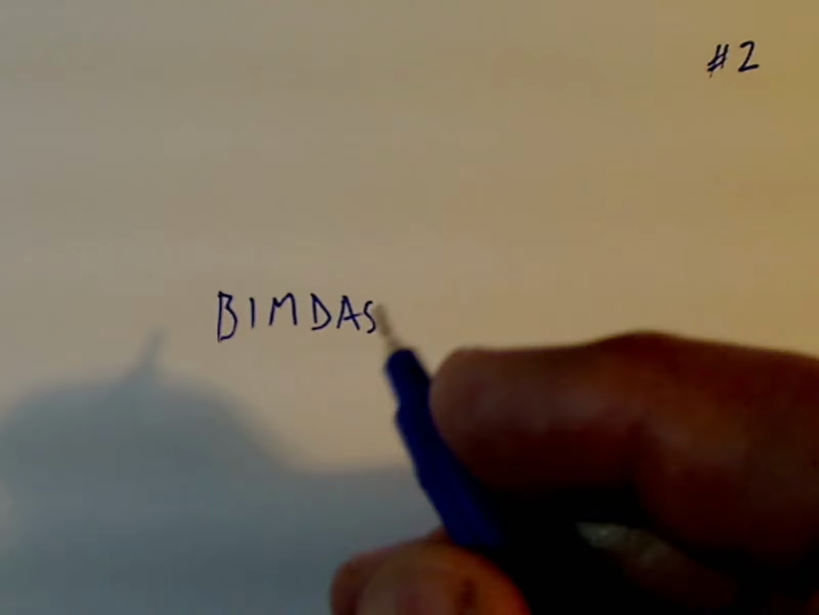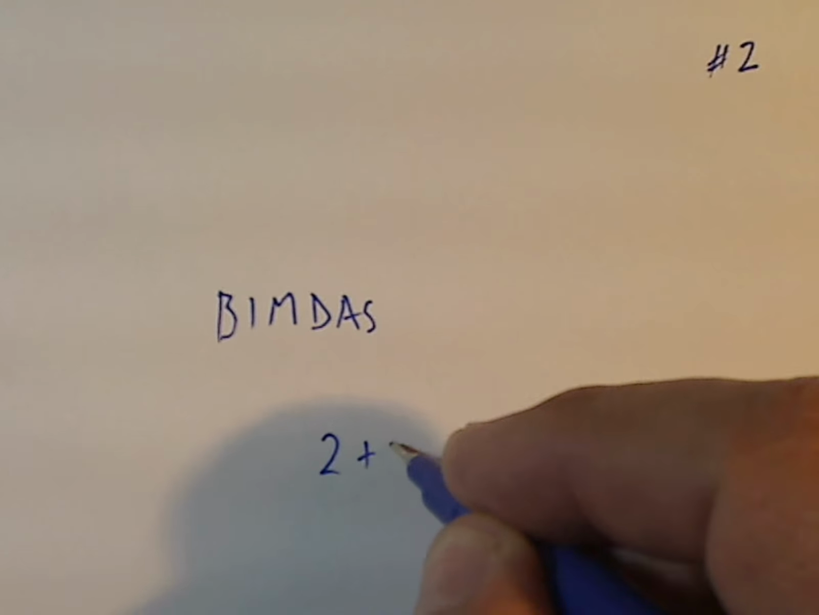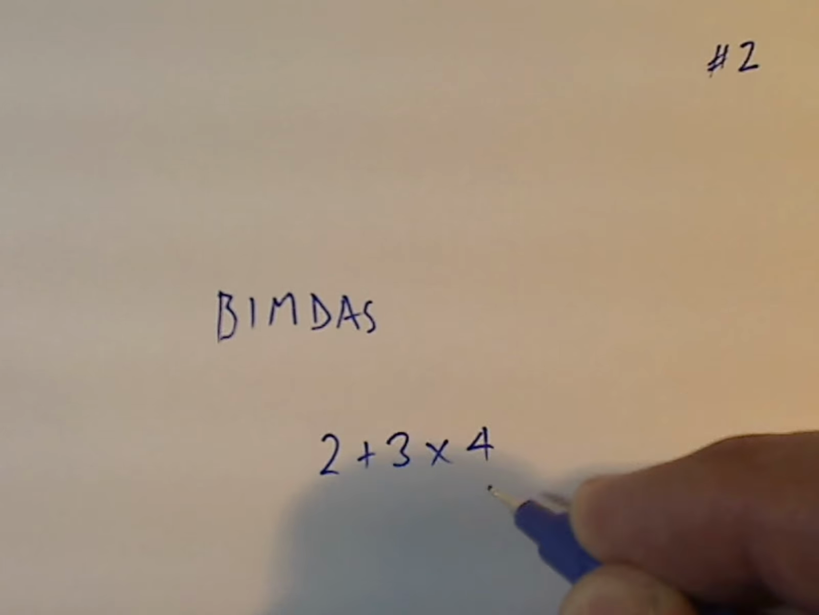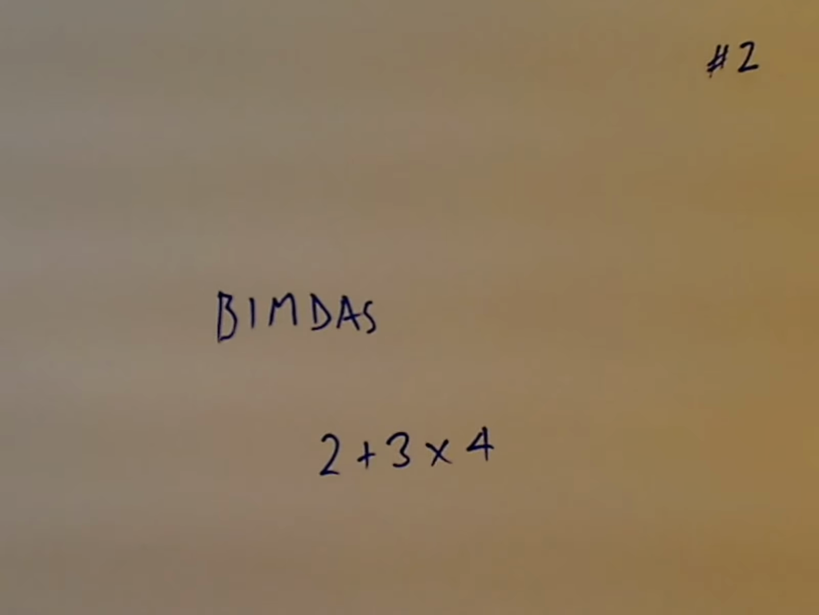We had the expression 2 plus 3 times 4. And we looked at the fact that if you did the addition first, you ended up with 20. If you did the multiply first, you ended up with 14. This is unacceptable. By convention, there is an order of operations that must be followed in evaluating mathematical expressions. That order of operations is summarized in that simple mnemonic, BIMDAS.